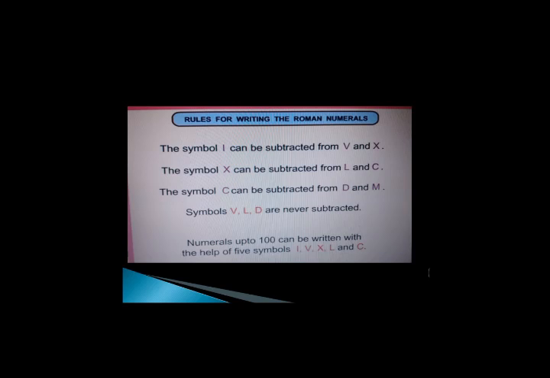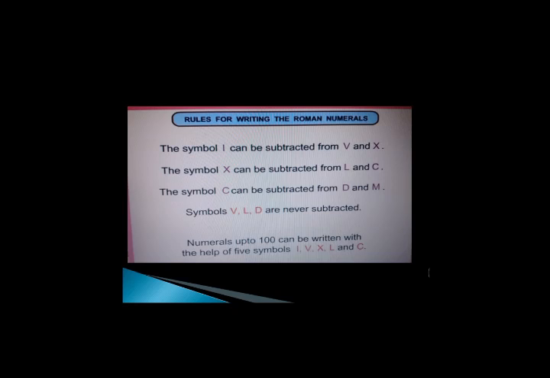I hope the rule is clear to you all. Now few more rules are there for writing the Roman numerals. Like few numerals are there which can be subtracted from the other greater numerals, whereas some symbols are never subtracted.